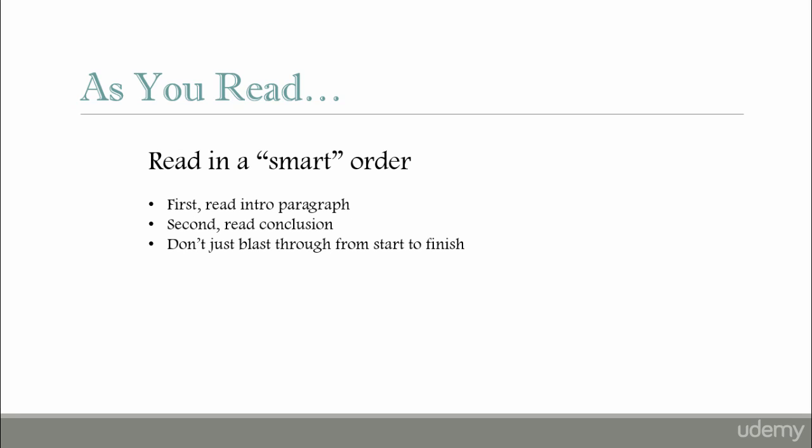Read in a smart order. First, read the intro paragraph. Second, read the conclusion. Then you can go back and read through the other paragraphs very quickly if you need to find the answers, but don't just start out blasting from start to finish and reading everything. It's best to look at the introduction and conclusion first so that you know what the reading passage is about.